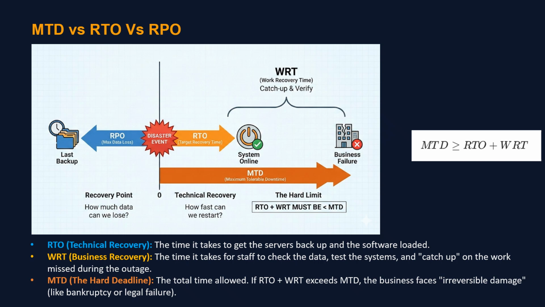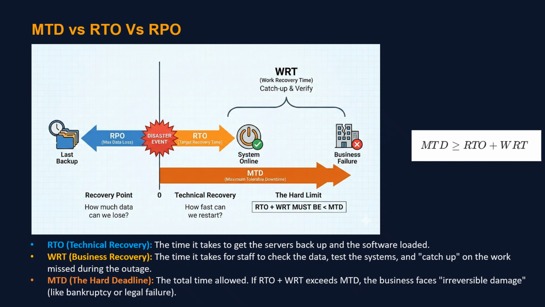Looking forward, we see RTO. This defines how quickly IT must restore systems after the incident. Beyond RTO lies MTD. This is the absolute business limit. If recovery takes longer than MTD, the impact becomes unacceptable and the business may fail.